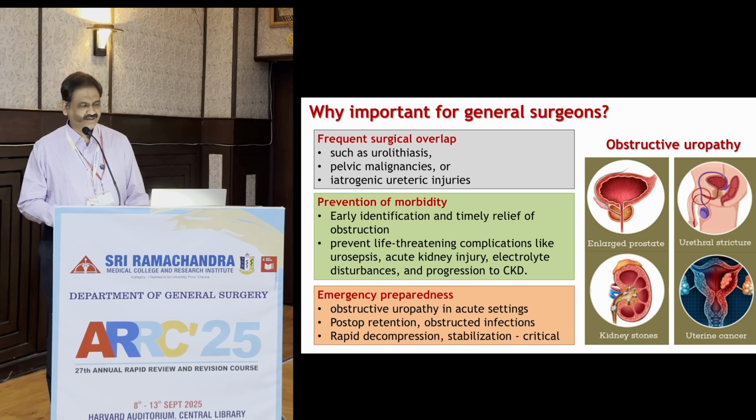The third reason why a general surgeon should know about this obstructive uropathy is because most of the times this obstructive uropathy occurs in acute settings. These patients come to the casualty. If the patient comes to the OPD, they can always have a urologist available in the OPD timing. They can be referred to that particular specialist.